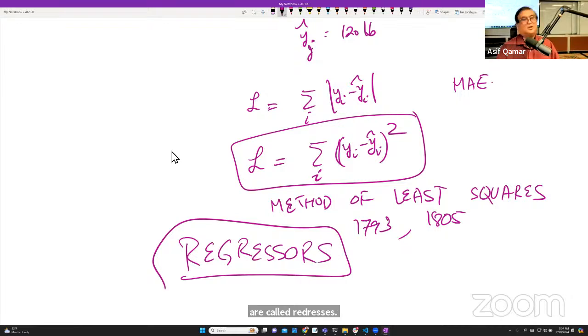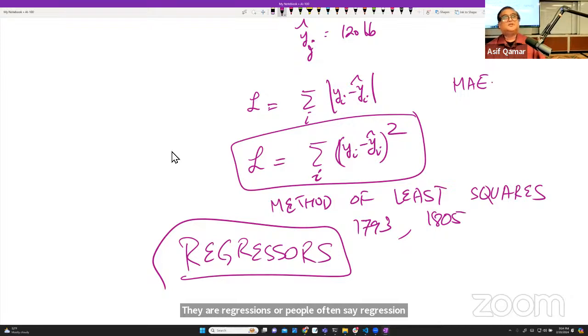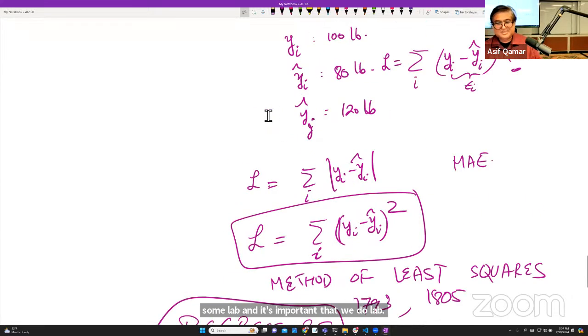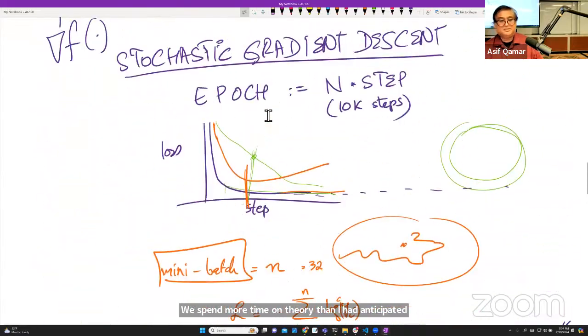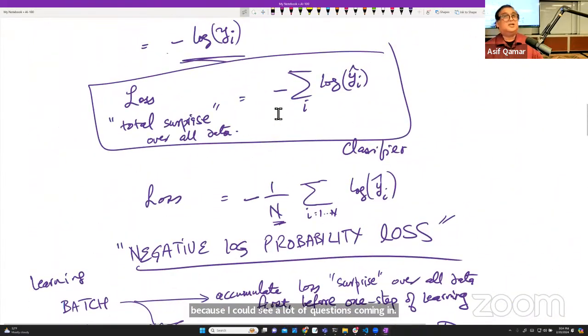They are regressors, or people often say regression algorithms, right? Are we making sense? So that is all the theory we'll do today, guys, because we have to do some lab, and it's important that we do lab. We spent more time on theory than I had anticipated because I could see a lot of questions coming in. But guys, I want to make sure that this foundational theory is crystal clear.